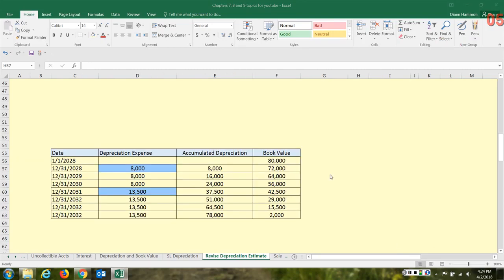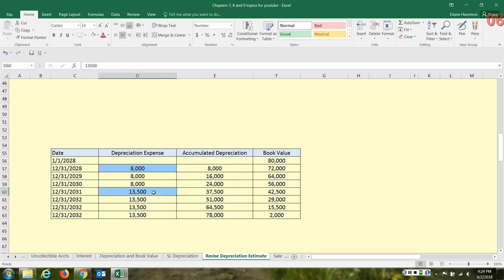So here's our full depreciation schedule for this particular asset so that you can see it all the way through. So first we have depreciation expense of $8,000 we calculated for 2028, 2029, 2030. And at the end of that period, $24,000 in total accumulated depreciation would result, carrying a book value of $56,000.